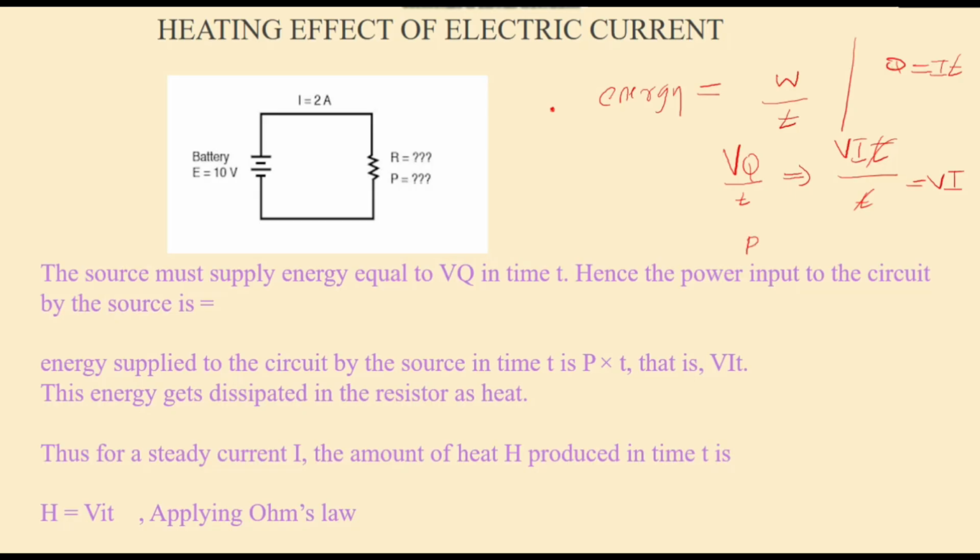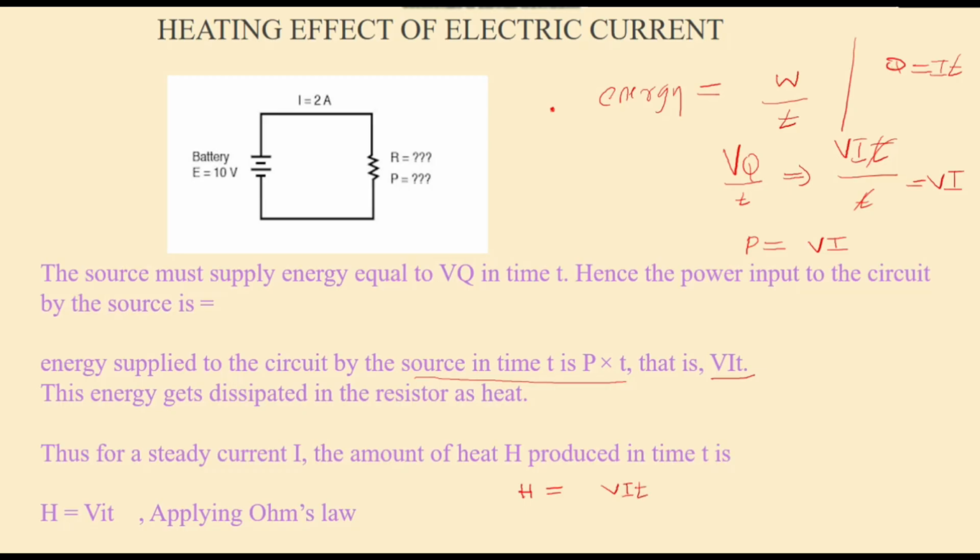Power is equal to VI. And the energy supplied to the circuit by a source in time T is power into T, that is VIT. Thus for a steady current I, the amount of heat H produced is H is equal to VIT.